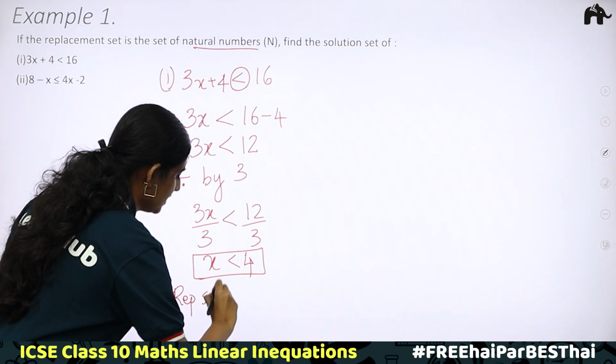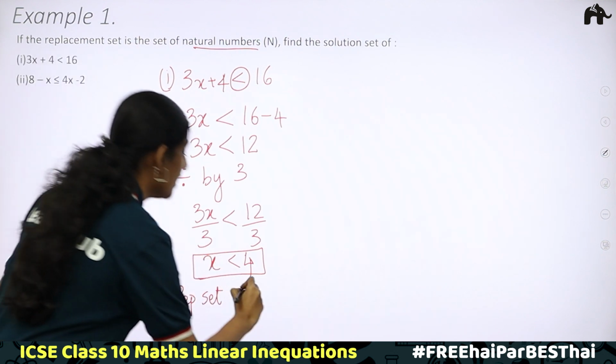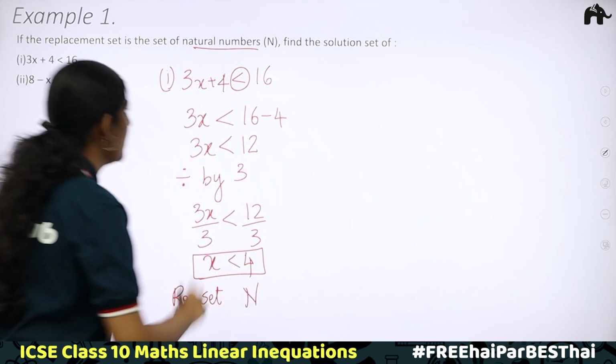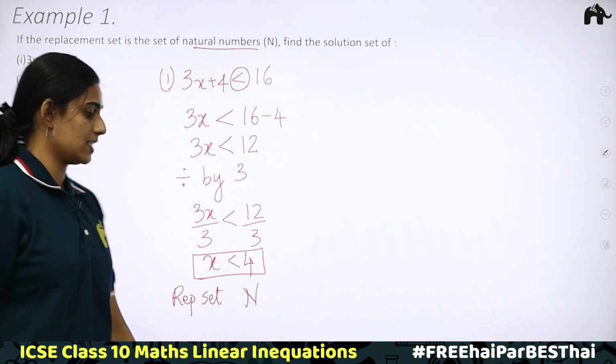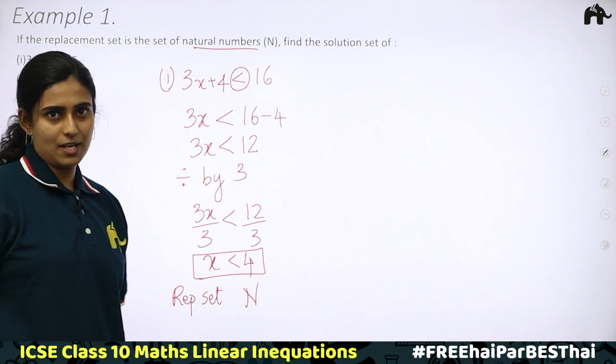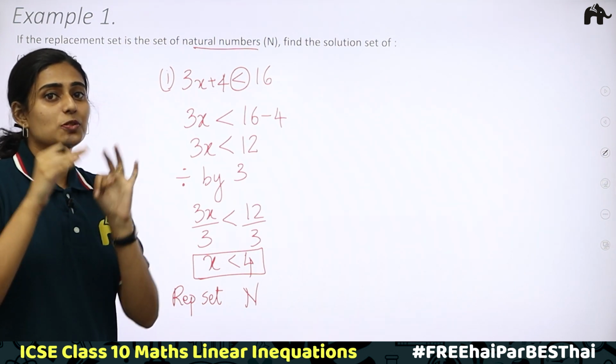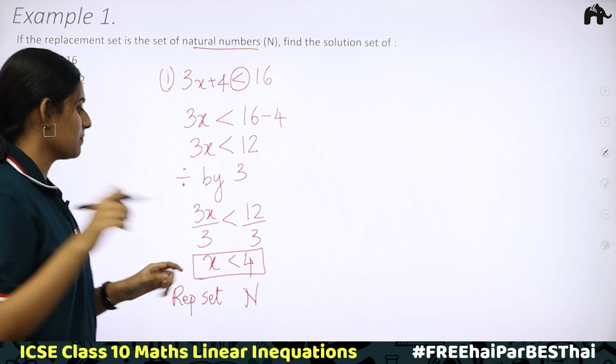The replacement set is given as the set of natural numbers. So we need to select the values of x from natural numbers. We know natural numbers start from 1: 1, 2, 3, 4, and extend to infinity.